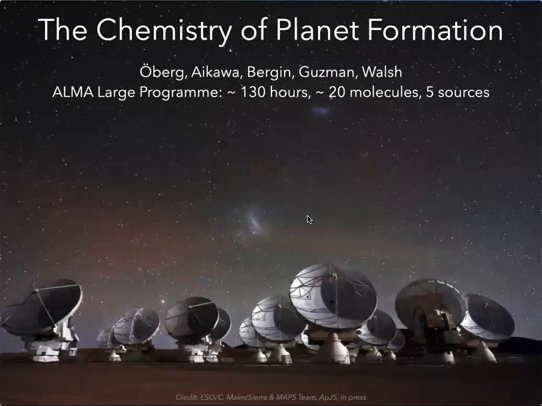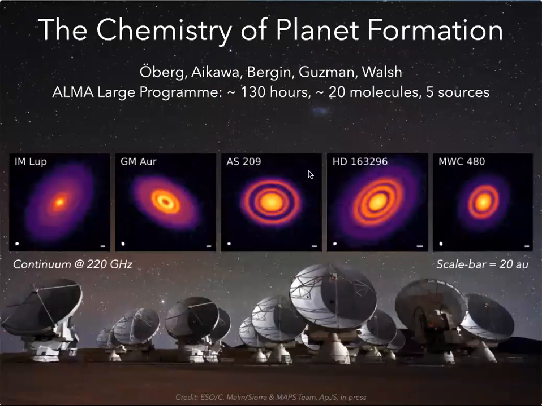So the 5 sources that we chose are 5 nearby protoplanetary disks that had already been well detected in molecular lines with lower resolution data. What you're looking at here are the 5 sources, and you're looking at the continuum emission, which is tracing the dust distribution in the disk to first order. This is at about 1 millimeter in wavelength. The scale bar that you see in each of these images is about 20 astronomical units. And the little ellipse that you see in the bottom left corner gives you a sense of the resolution of these images.